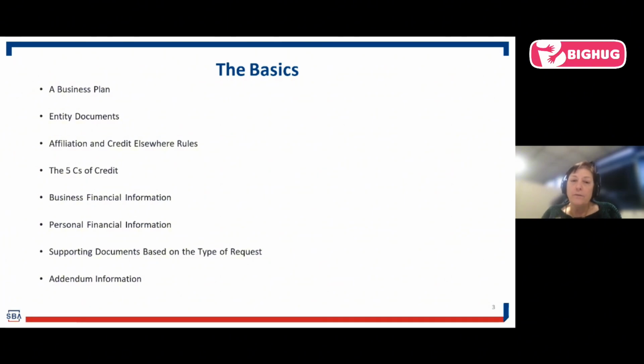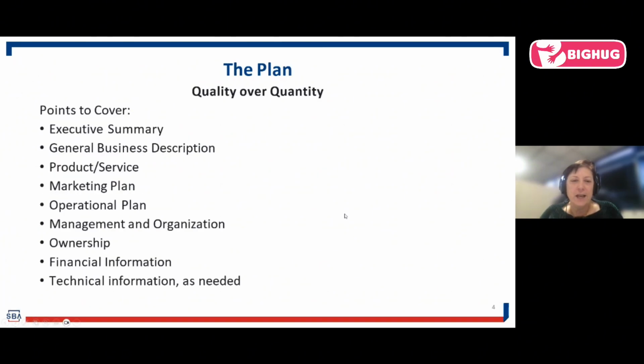And then I'm going to cover the 5 C's of credit. These are the things that the lenders look at in conjunction with doing a loan request for you and their needs. And then we're going to walk through the business financial information you're going to need to provide, and your personal financial information, and why it's really important for you to have a good handle on all that data. And then some of the supporting documents that you may need depending on your business type. And then if we have enough time, I have a little bit of addendum information we may be able to cover. So let's go to the next slide, please.